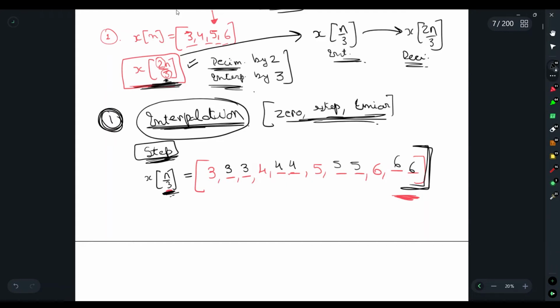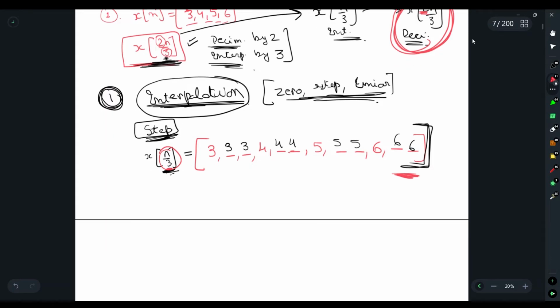Now we will do the second part, that is decimation, 2n/3. So we have n/3. What we have to do is just decimate it by 2. Now decimation is even easier than interpolation. Just keep on writing along with me and keep making notes.